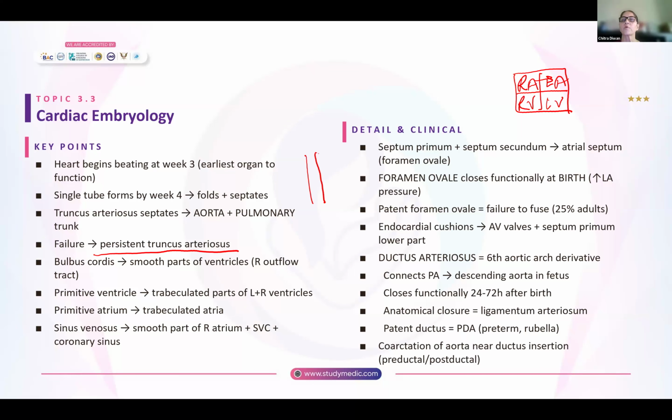goes into the left atrium. From the left atrium through the mitral valves, it goes into the left ventricle, and from the left ventricle through the aorta, it is distributed to the rest of the fetus.